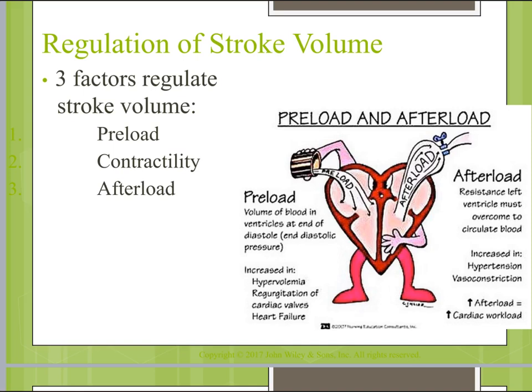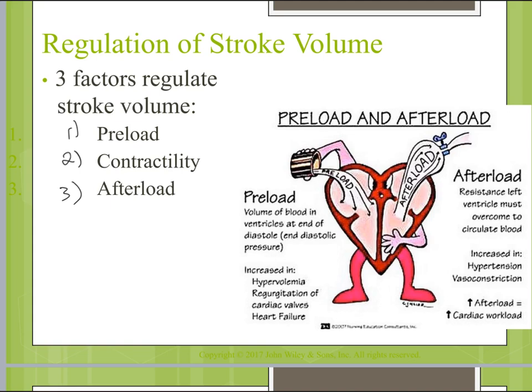So what regulates and affects stroke volume? We talk about regulation of stroke volume being a 3-factor system. So 3 factors regulate stroke volume. 1, preload, so we'll write a 1 here. 2, contractility, and 3, afterload. So contractility is pretty straightforward, right? The ability to which the heart is able to contract and the ease at which it's able to comply.